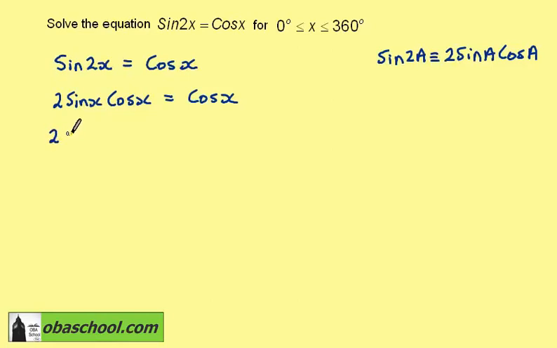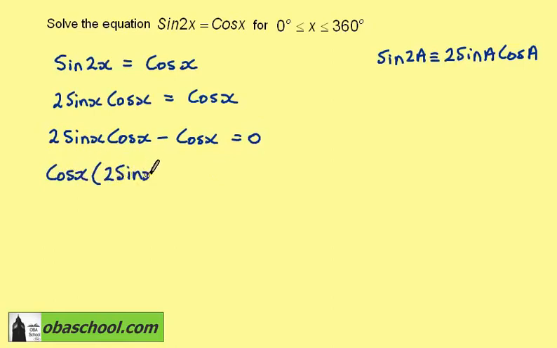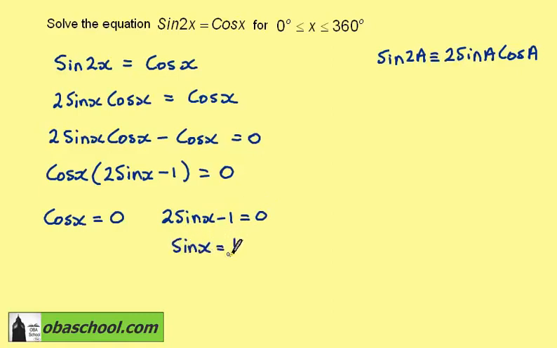A far safer way to proceed is to bring the cos x over to the left-hand side. Once we've done this, there's a common factor of cos x on this side. Open a bracket and we get 2 sin x minus 1. This tells us that either cos x is equal to 0 or that 2 sin x minus 1 is equal to 0. This rearranges to give sin x is equal to a half.